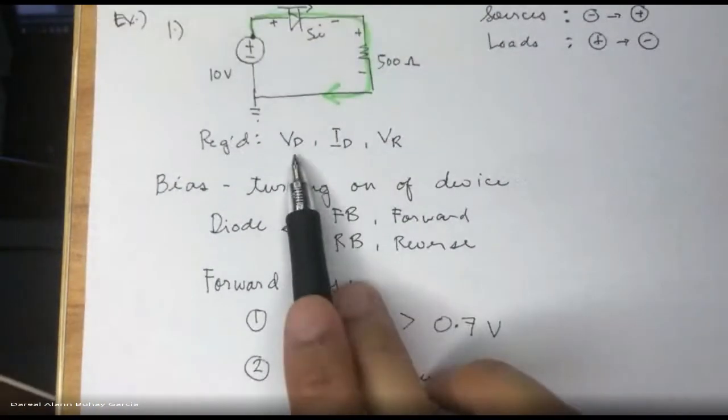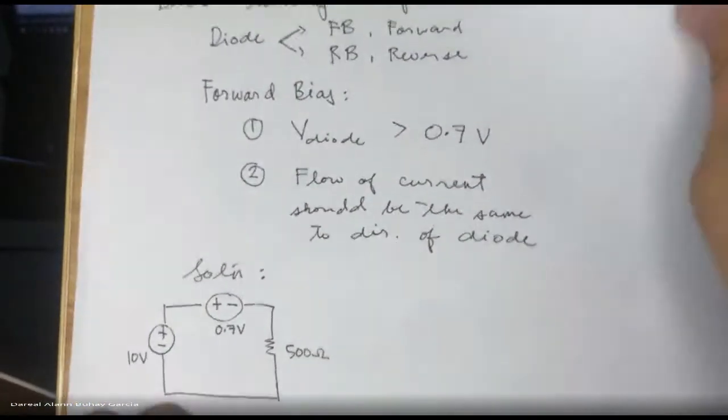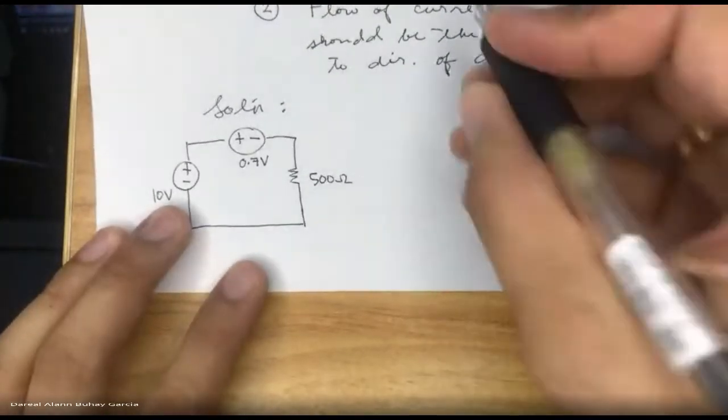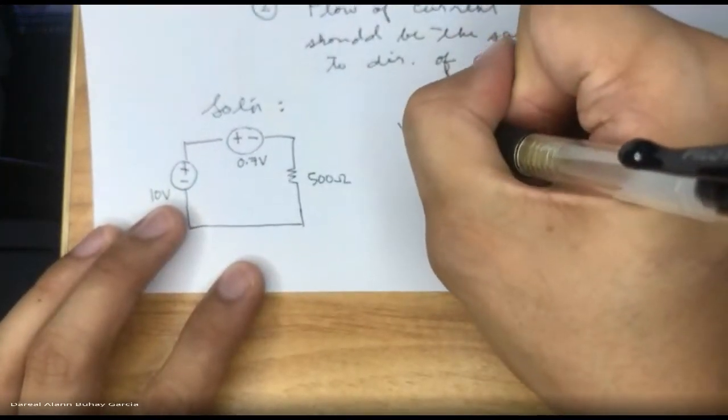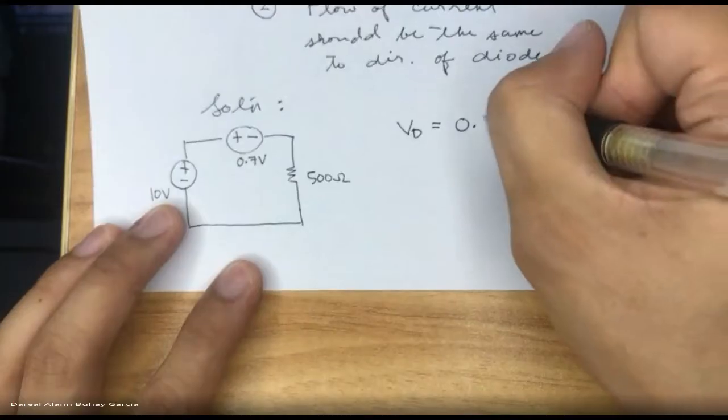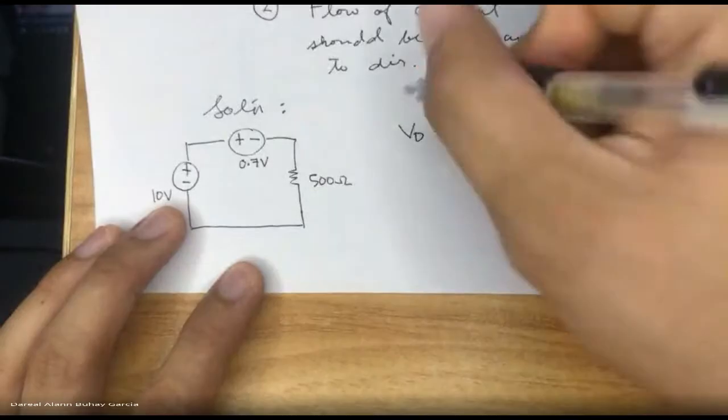So, sa mga requirement, VD, ID, o VR. What is VD? No need to solve. VD is equal to 0.7 volts.